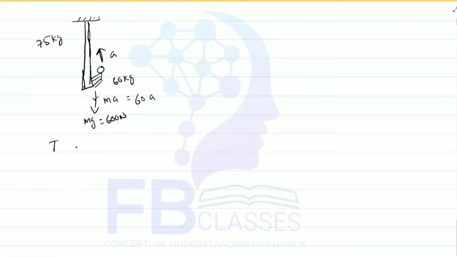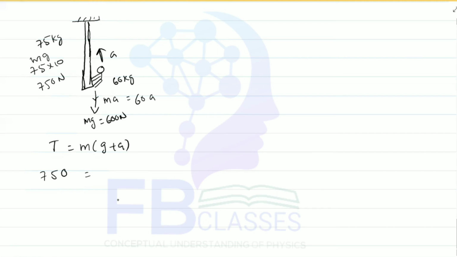Now see here, tension T is equal to how much, my dear? ma plus mg. So if you take a common m, then m(g plus a). So tension is already given, the breaking tension is 750 Newton, that is equal to the mass, which is given as 60 kg. Mass of the man is 60 kg.